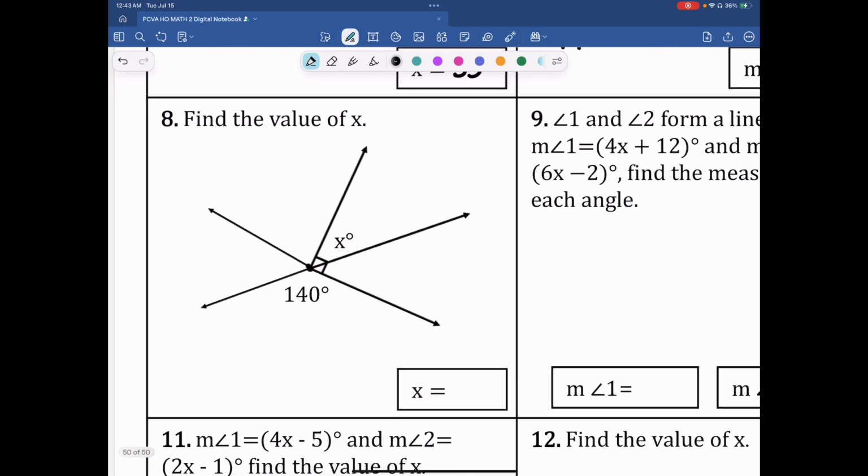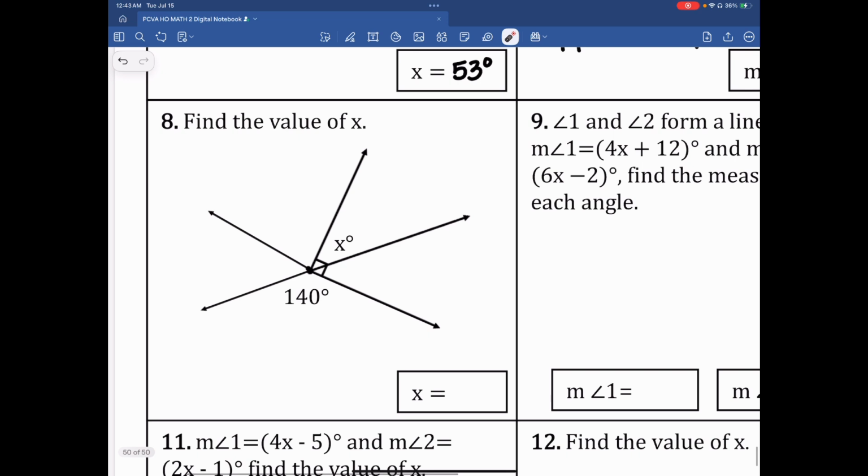All right, so number 8 says find the value of x. And there's quite a few relationships here that I can see. I see I have a 90-degree angle mark. I see that I do have 140 degrees. I have some linear pairs here. I have some vertical angles. So we have a lot of ways that we can compare and try to find that missing angle of x. But the one thing I want to draw your attention to is x is part of that 90 degrees. So that's going to be important when it comes to finding it.